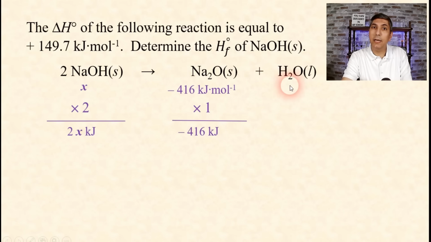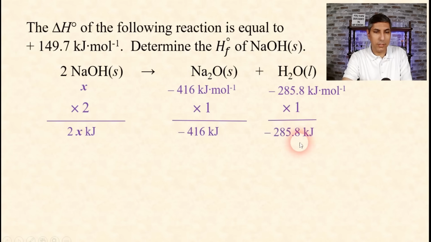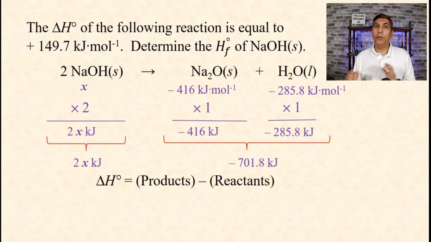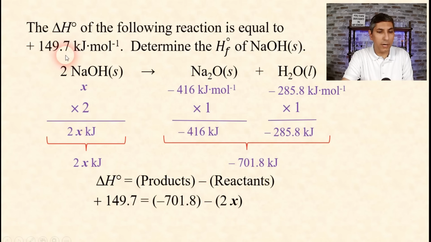And then they might tell us that the heat of formation, or enthalpy of formation, same thing basically, of water liquid is negative 285.8 kilojoules per mole. 1 mole of that, so it's still the same. And so when you add up the reactants, well, we just have 2x. Whenever you add up the products, we can punch this into a calculator and see that it's about negative 701.8 kilojoules. Now, once again, the equation is delta H equals the sum of the products minus the sum of the reactants. The delta H is given to us in the problem up here as 149.7.